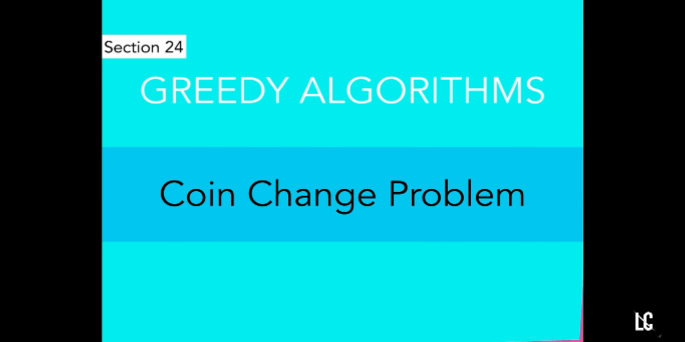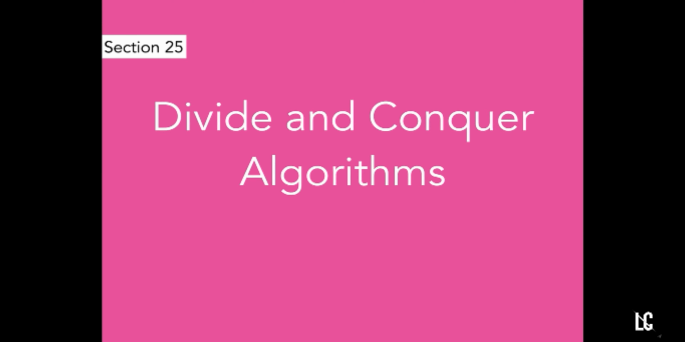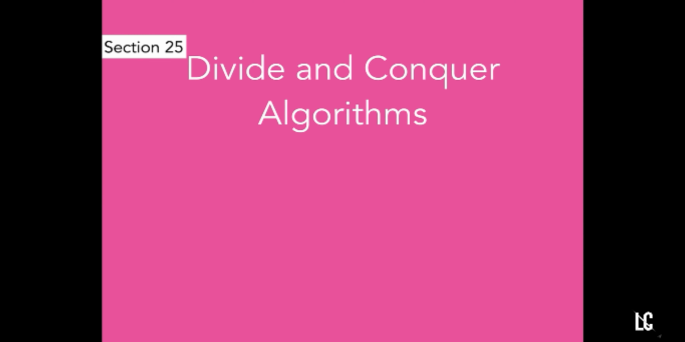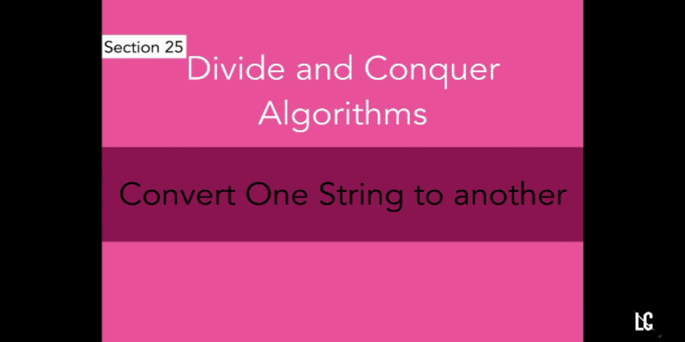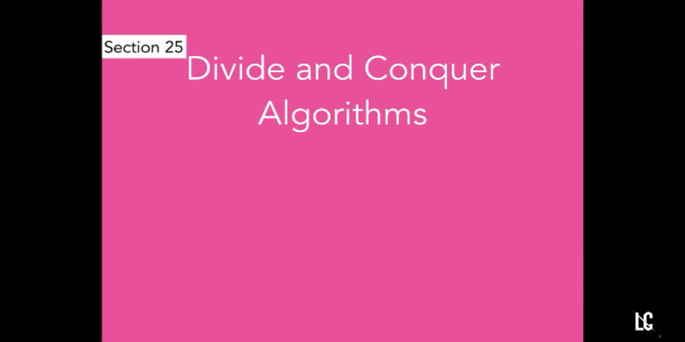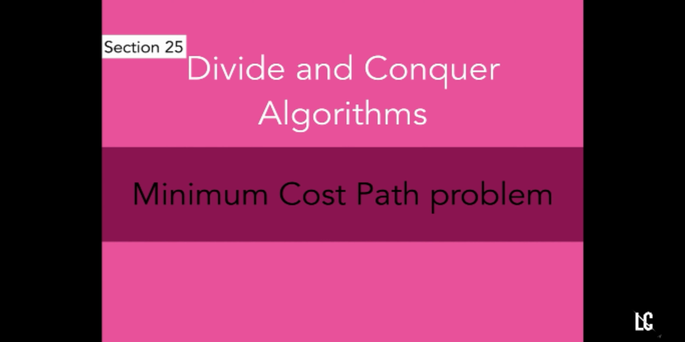Then the next section is divide and conquer algorithms. Here I will talk about main properties of divide and conquer algorithms, and we will learn how we can identify and solve problems using divide and conquer approach. Then we will solve problems like number factor problem, house robber problem, convert one string to another string, zero one knapsack problem, longest common subsequence problem, longest palindromic subsequence or substring problem, and minimum cost path problem using divide and conquer approach. And we will create methods in Python for those problems over here.